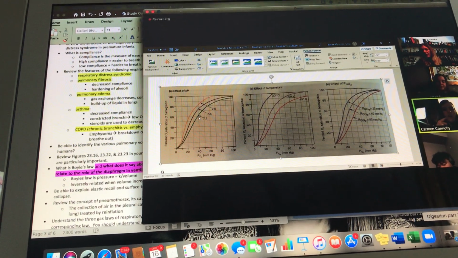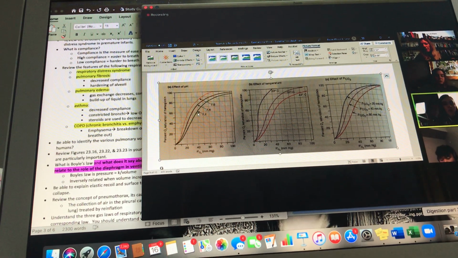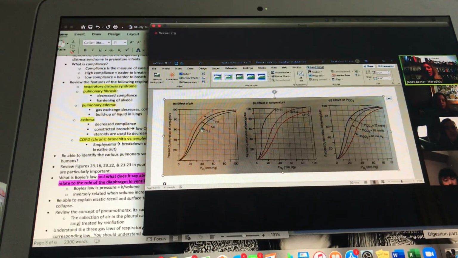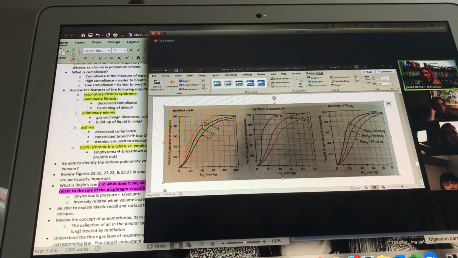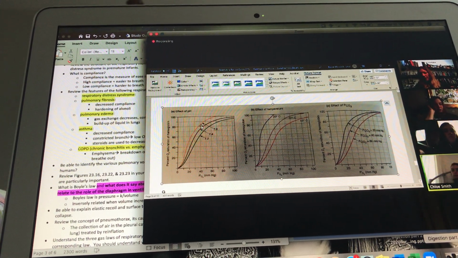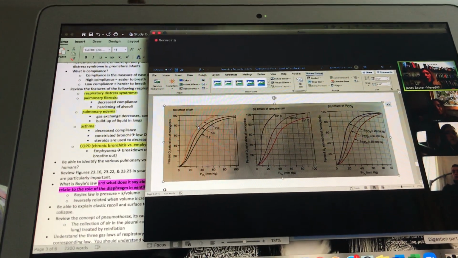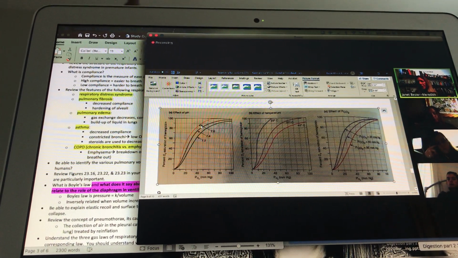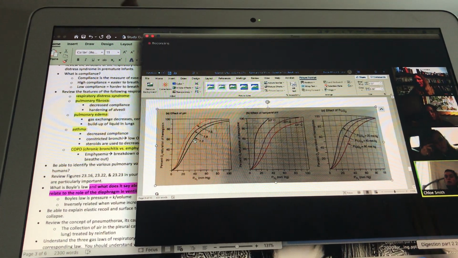So if there's a higher percent saturation of hemoglobin, that also means that there's more being unloaded. Is that right? No, if there's a higher percent saturation of hemoglobin, it means it's sticking to the hemoglobin and not going into the tissue. So on this one, when the pH is 7.6, more of it is sticking to the hemoglobin. When the pH is 7.2, more of it is unloading in the tissues.